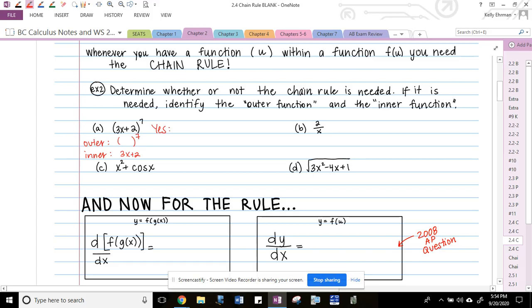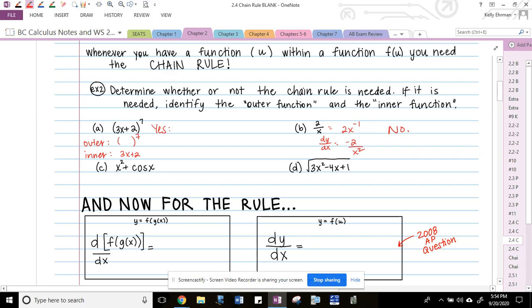For b, do I need to put this into a chain rule? So think about if I would have given this to you last week or even yesterday, how would you do it? This one we shouldn't need it. We can just rewrite the function as 2x to the negative 1. And then I don't need a chain rule. That's just the power rule that we have. So it would be negative 2 over x squared. So chain rule needed? No.